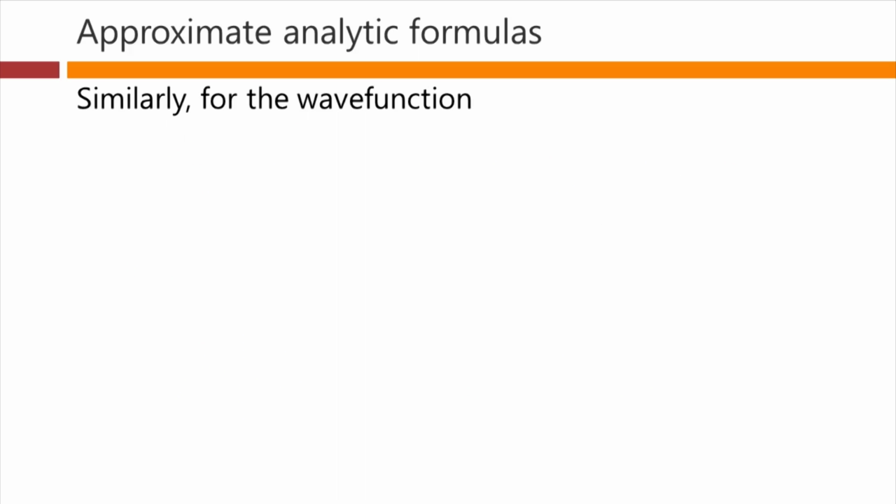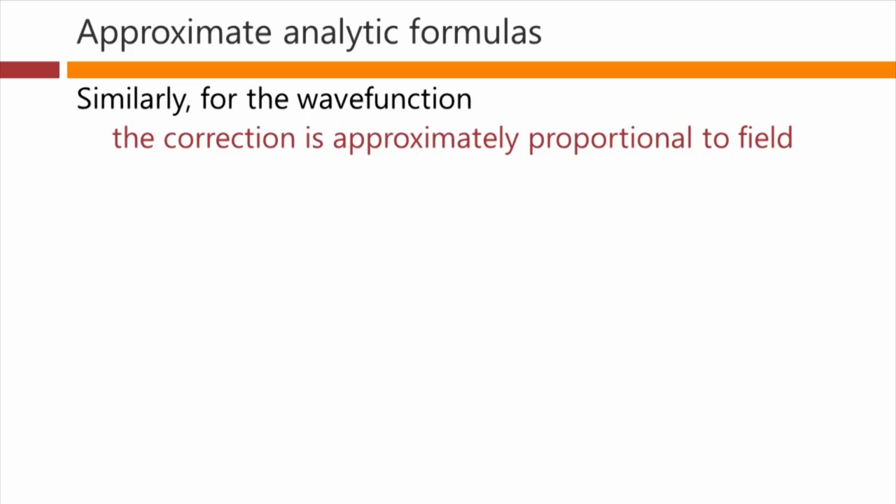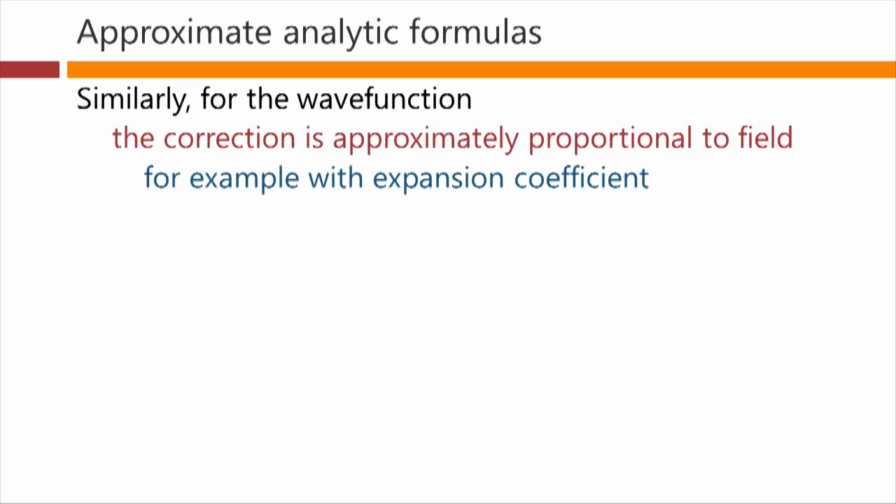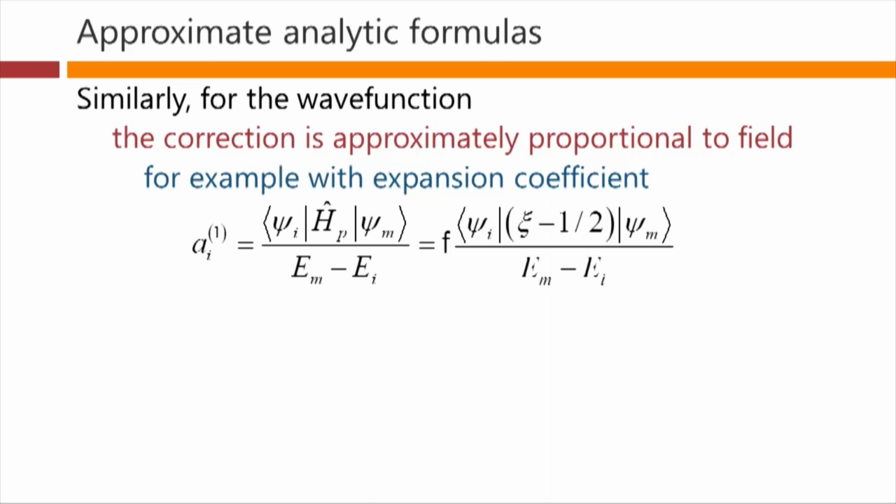Similarly, we can use the same technique for the wave function. The correction in this case is approximately proportional to the field, because actually it's the first order wave function correction we're using here. And for example, with expansion coefficients calculated with this formula here, we can pull the field out to the front here, and we're left with c minus a half in the middle. So our first order calculation here gives us something that's proportional to f for this expansion coefficient.